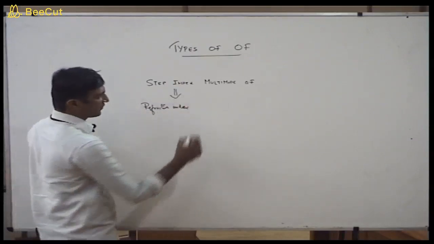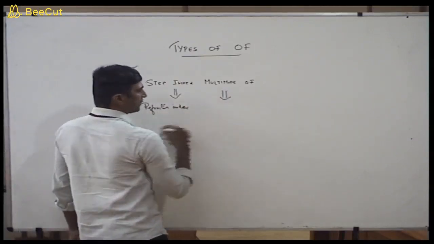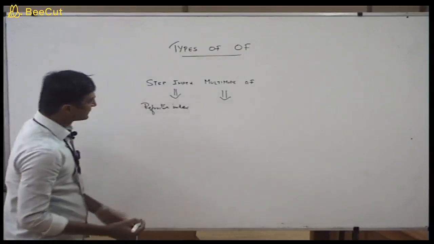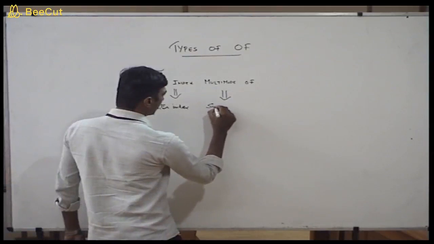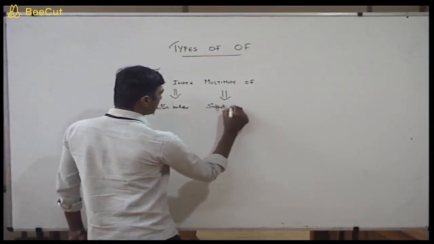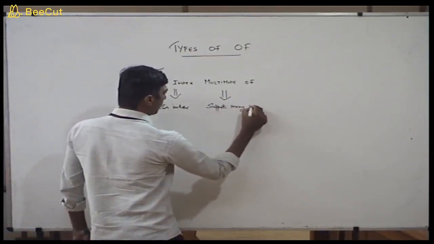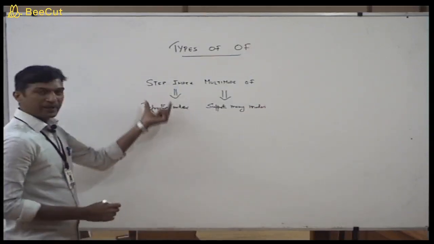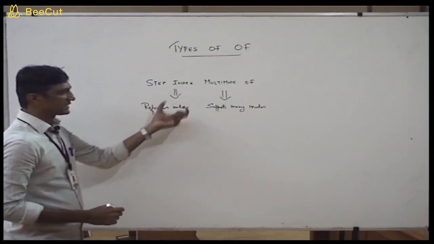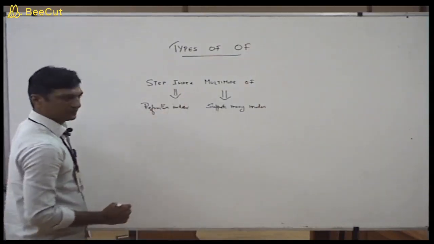And multimode optical fiber indicates that this fiber will be supporting many modes, or multiple modes. That is the meaning of these two different words, step index multimode optical fiber.